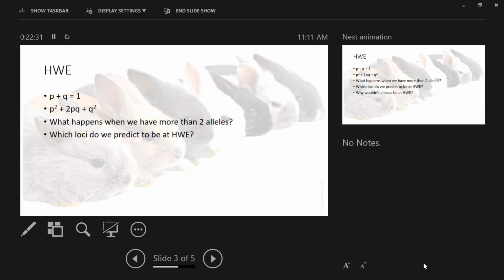Now, which of these would we expect to be at Hardy-Weinberg equilibrium? And it's not a single nucleotide polymorphism versus copy number variant situation. It's really like both of these have a chance to be at Hardy-Weinberg equilibrium when something is true. Any thoughts? What do you think? So both single nucleotide polymorphisms and copy number variants, a specific locus, has the potential to be at Hardy-Weinberg equilibrium as long as certain things are true. And that would be our assumptions of the Hardy-Weinberg equilibrium.